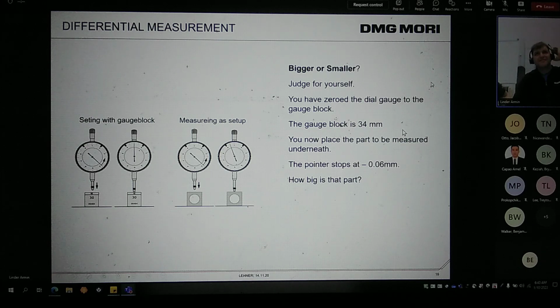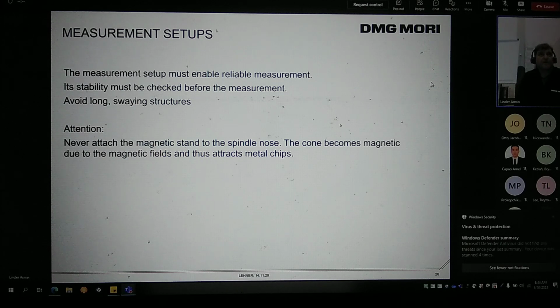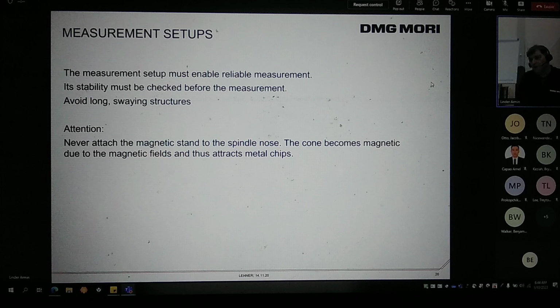Pointers, offsets. Oh, I'm not sure what this picture is for. I will jump over. So, measurement setups. The measurement setup must enable reliable measurement. It is stability. I remember the movie. You have gravity or something, and that must also be checked and maybe avoided.